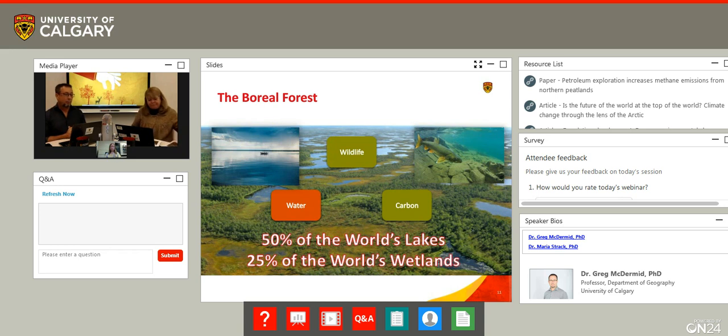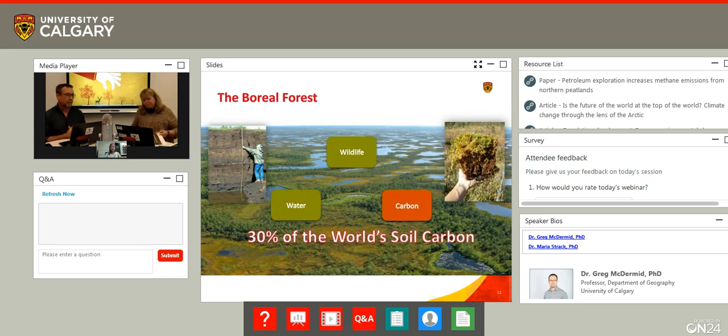I also think of water. The boreal forest is really a giant sponge. It's like a massive store of fresh water that can be traced back to the Ice Age. So for example, 50% of the world's lakes are found in the boreal forest. 25% of the world's wetlands are found in the boreal forest. And this is really an important part of our story that we'll get into here in a little bit.